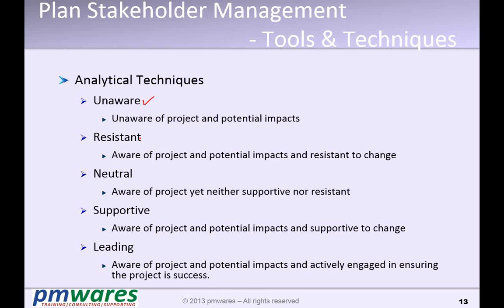Second is resistant. Whatever you're doing, the changes or what you are trying to do in the project, he is resistant. He is against it. He is doing something negative so that you should not achieve this. The third person is aware, but he is neither in favor nor against.